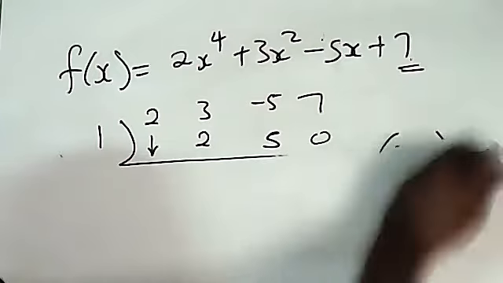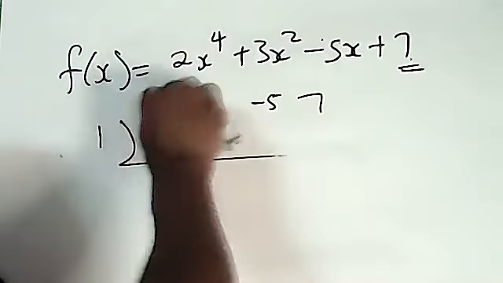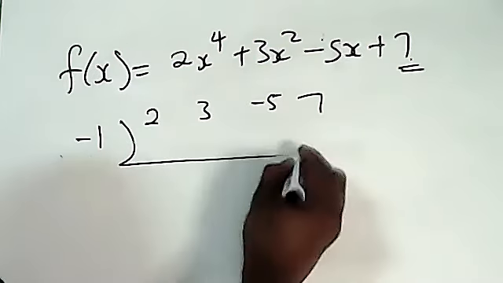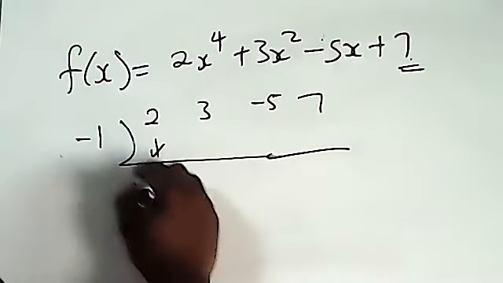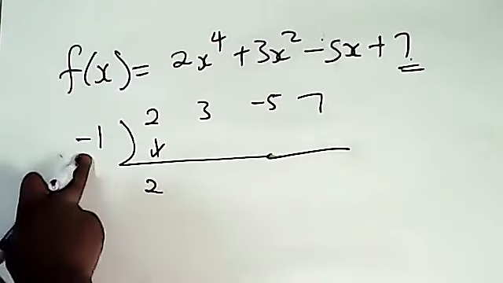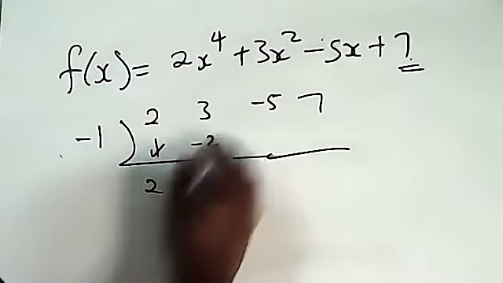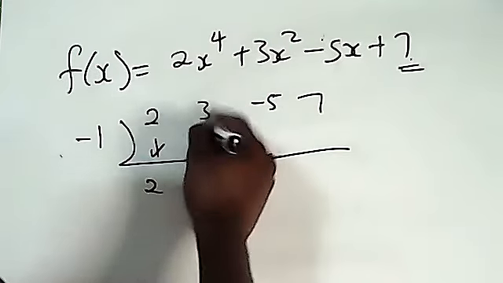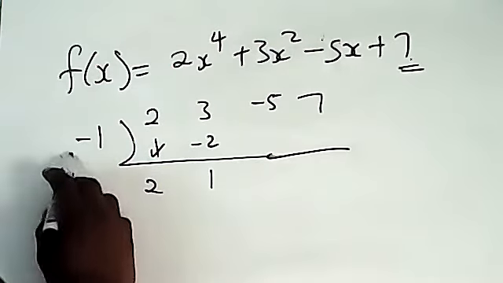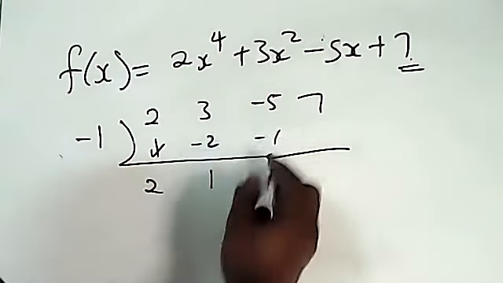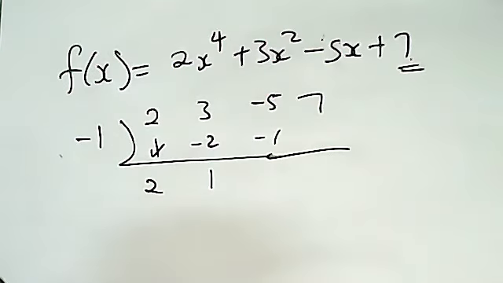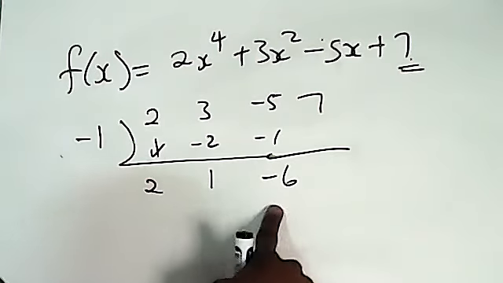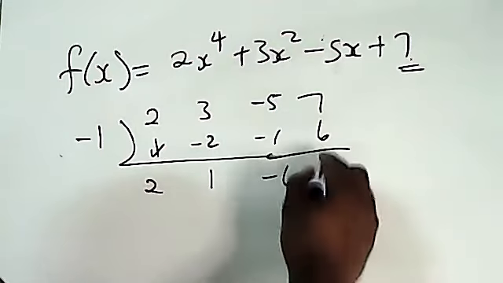Another one should be negative 1, right? Everything remains, but the only thing that changes now is this negative. We drop 2 as it is. Negative 1 multiplied by 2 gives us negative 2. 3 plus negative 2 gives us 1. 1 multiplied by negative 1 is negative 1. Negative 5 plus negative 1 gives us negative 6. Negative 1 multiplied by negative 6 gives us 6. 7 plus 6 gives you 11.